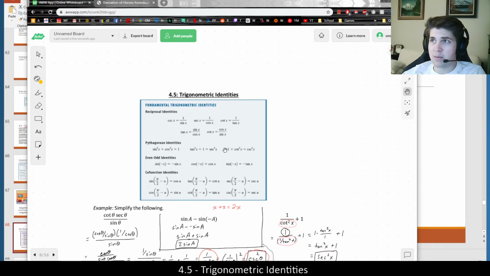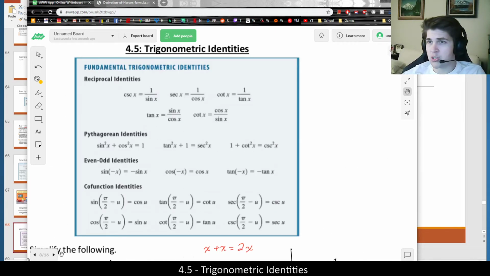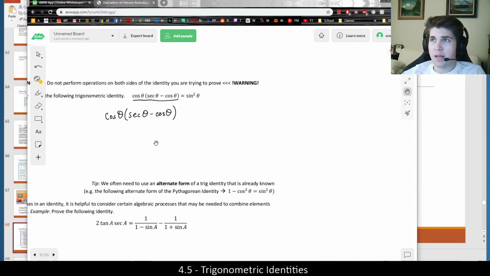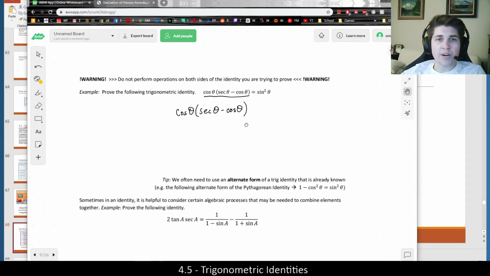We're going to be using a lot of these rules in order to do that. Also, there's a warning on your packet which says do not perform operations on both sides of the identity you're trying to prove. The reason is that if, say, I was to add 2 to both sides, those rules of equations are still true and still fine, but in proving an identity, sometimes using certain operations on both sides can cause issues. It's usually easier to follow the train of logic where I'm not working with both sides, because that tends to muddy the issue a little bit.